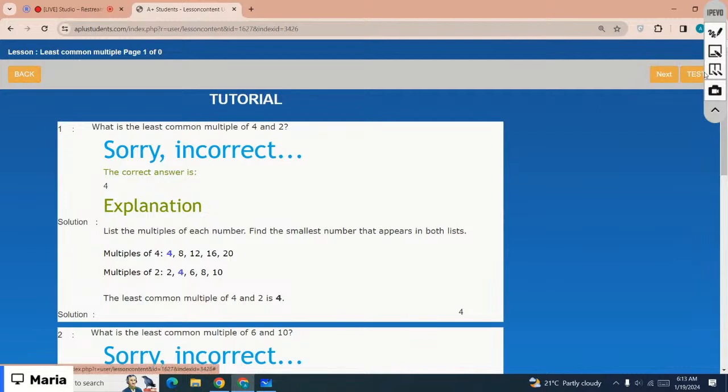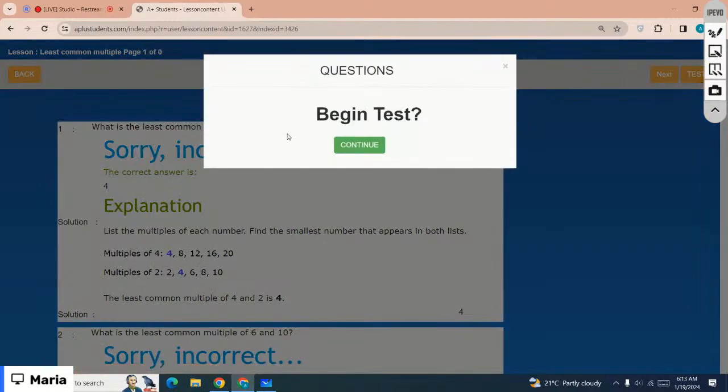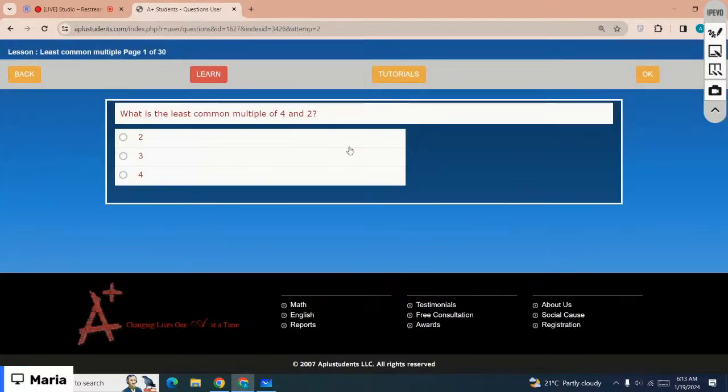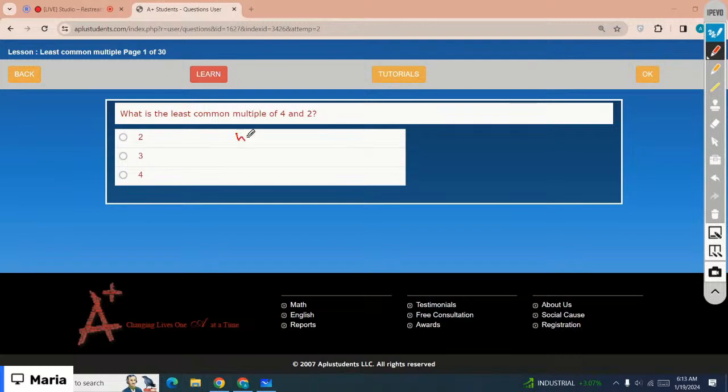Okay, let's just start with the test questions. What is the least common multiple of 4 and 2? Let's write down the multiples of 4 and then the multiples of 2. The multiples of 4 are 4, 8, 12, 16. The multiples of 2 are 2, 4, 6, 8.